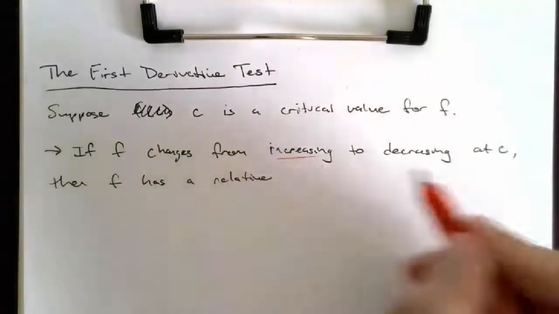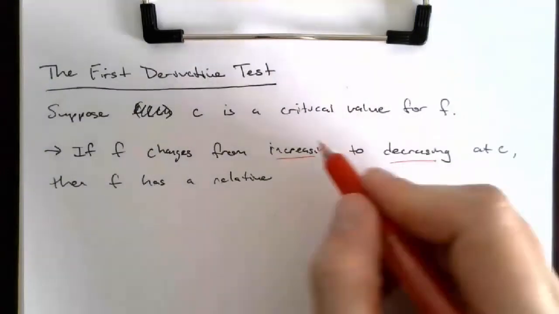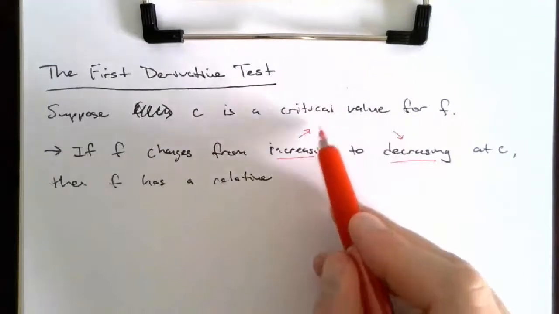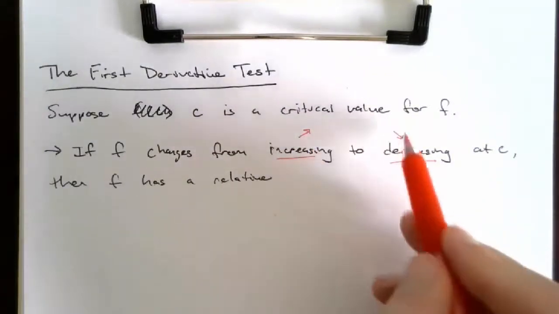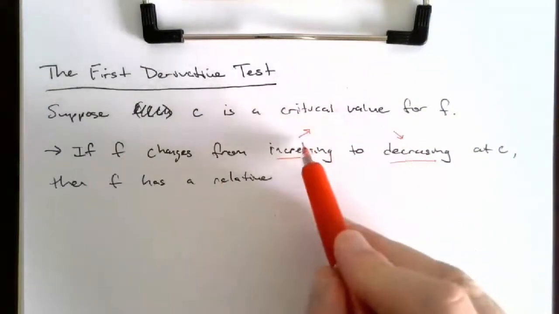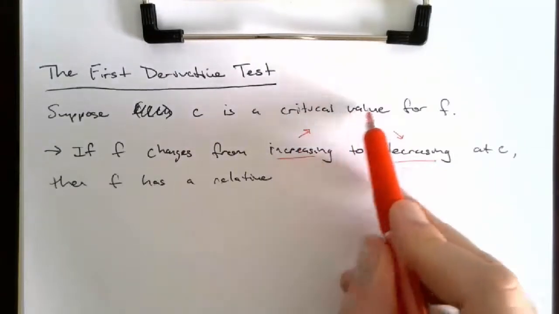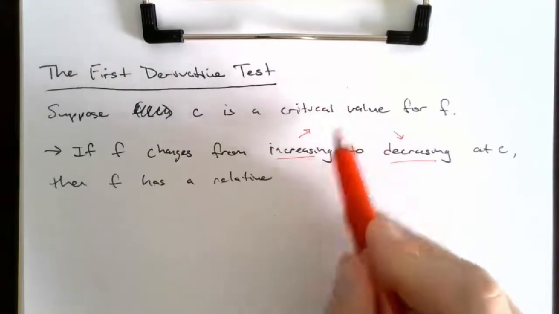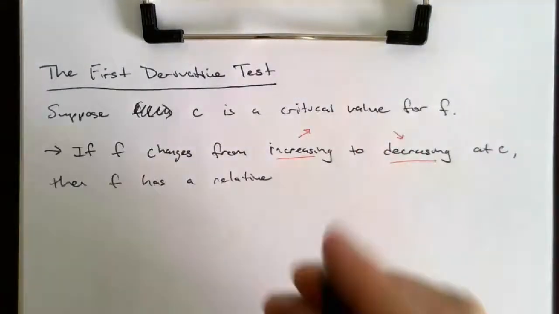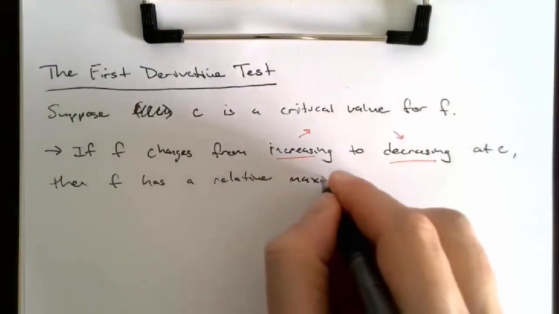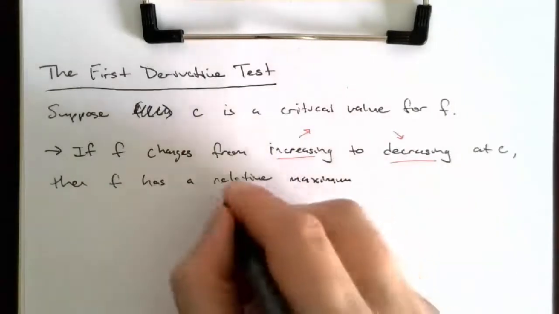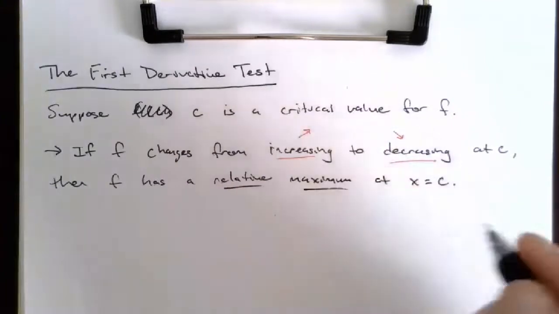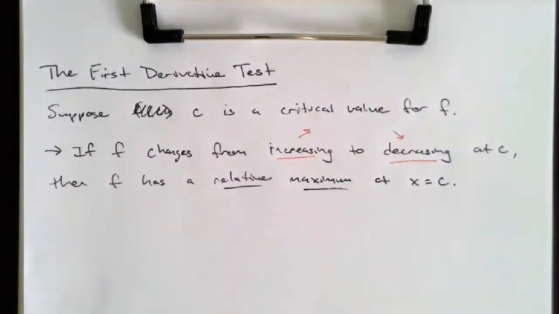So if I'm going from increasing to decreasing, think about what's happening with the graph of f. It's saying it's going upward, then it's going downward. So if I'm going up and then coming down, what kind of relative extrema do you think I'd have there, a maximum or a minimum? Well, it's going up, then coming down, so that kind of shape would be a maximum. That'd be a high point. So it has a relative maximum at x equals c, at that critical value.